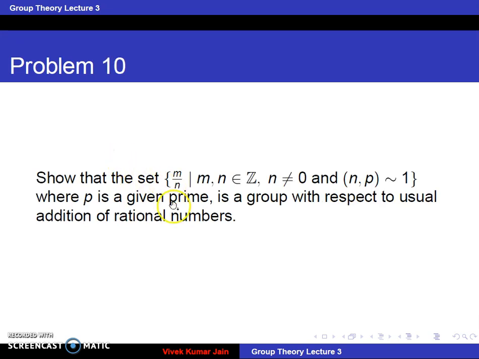Consider the set m/n such that m and n are integers, n is not equal to 0, and n and p have GCD 1, where p is a given prime number. So p is a fixed prime number. For that prime number, consider this set, and you have to show that this is a group with respect to addition of rational numbers.